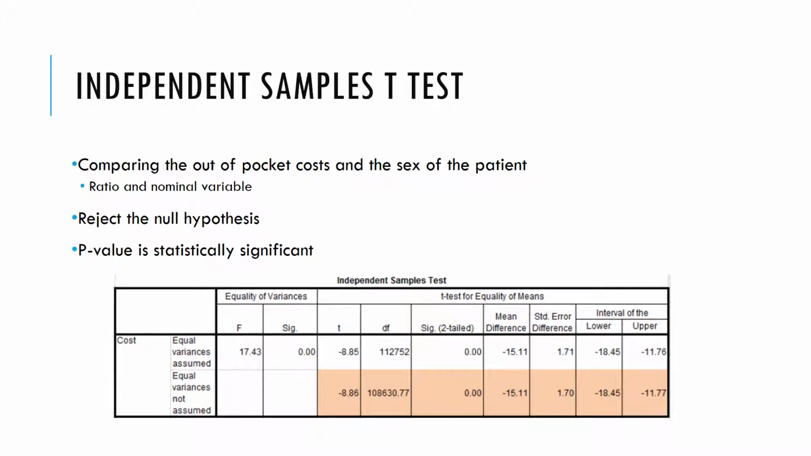The next test that I ran was the independent samples t-test. Here, I compared the out-of-pocket cost of each patient and the sex of the patient. As mentioned, I used this test because I'm comparing a ratio and a nominal variable. As you can see in the highlighted portion, the p-value is less than alpha, which is set at 0.05, which would cause me to reject the null hypothesis and state that the p-value is statistically significant.